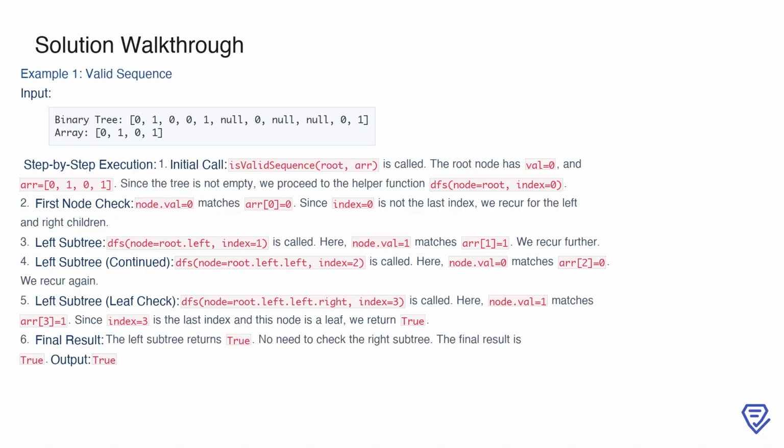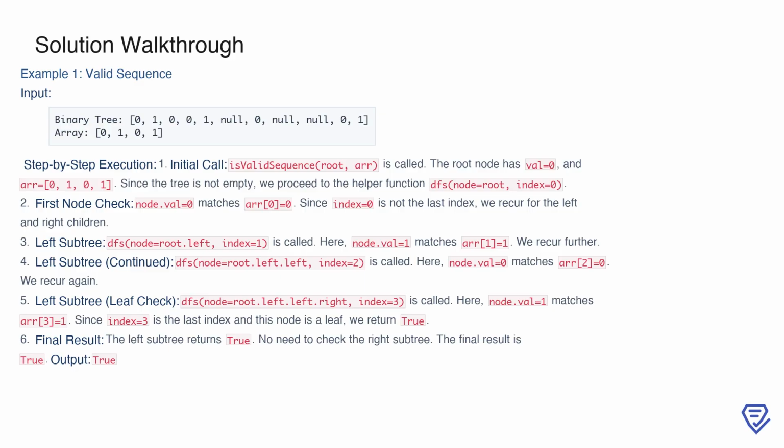Here, we have a binary tree and an array. The goal is to determine if the array represents a valid sequence of node values from the root to a leaf. Starting with the initial call to the function, we pass the root of the tree and the array to isValidSequence. The root node has a value of 0, which matches the first value in the array, so we proceed to the helper function DFS, where we begin at the root and index 0.